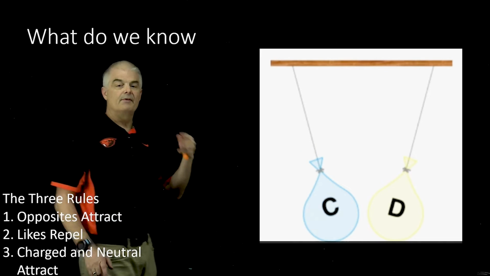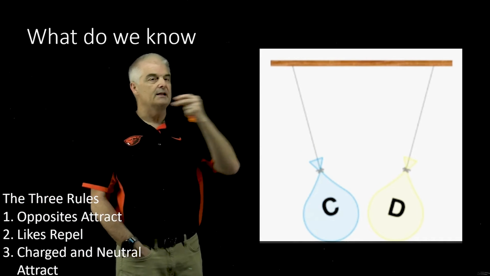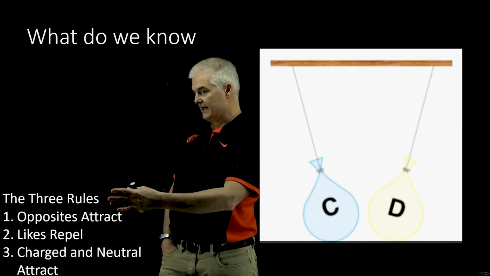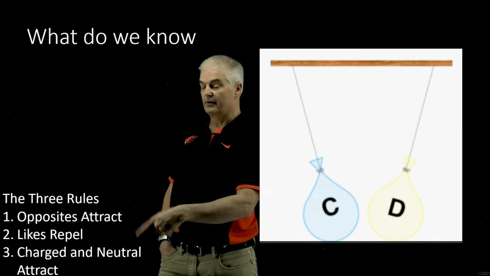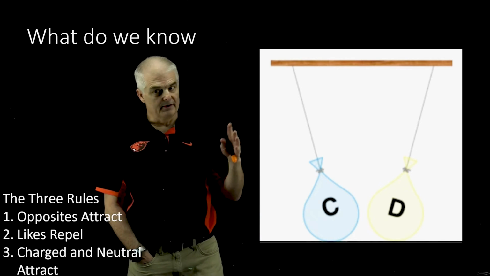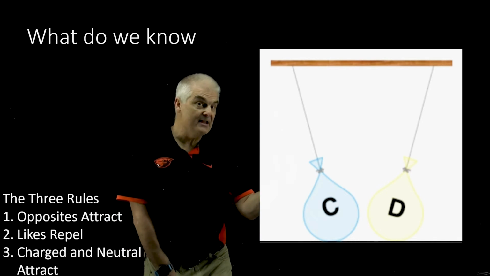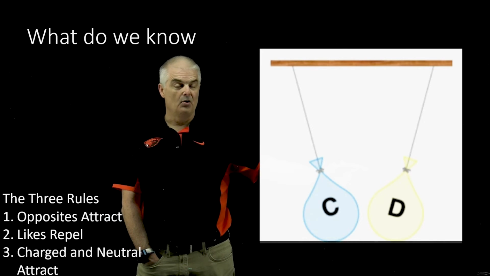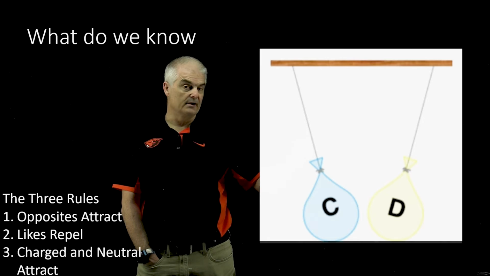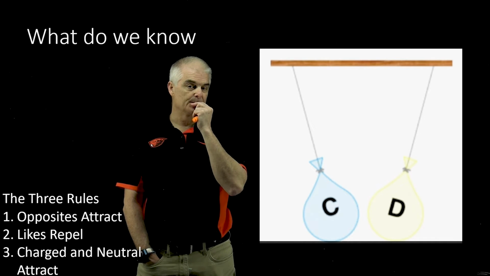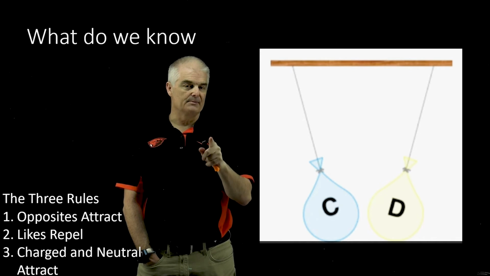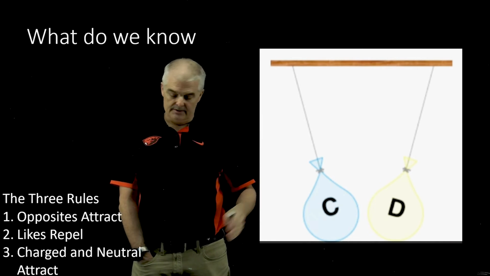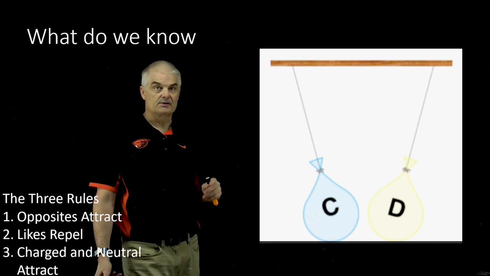But what if I have this picture? If I've got C and D, they're attractive. Now, if you look at our rules down here, we've got 2 rules that talk about attraction, 1 and 3. And so what do you know? You know that they are either opposites or one is charged and one is neutral. Does that make sense? We'll learn later why neutral objects get attracted to charged objects. That's coming later, but that's a rule.